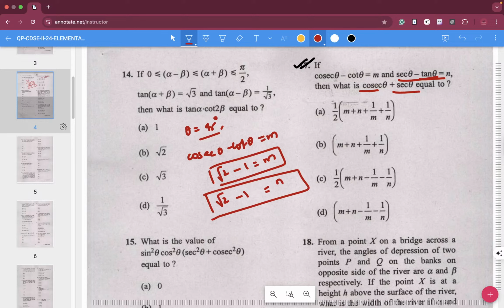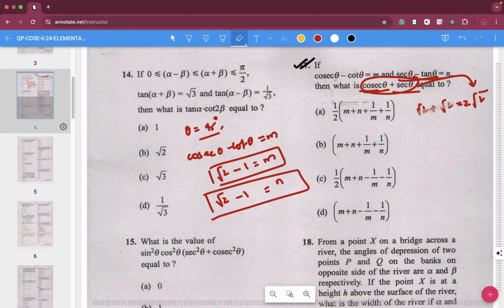Now they are asking what is the value of cosec theta plus sec theta. Cosec theta value is root 2, secant theta again the value is root 2. So this particular value gives you root 2 plus root 2.